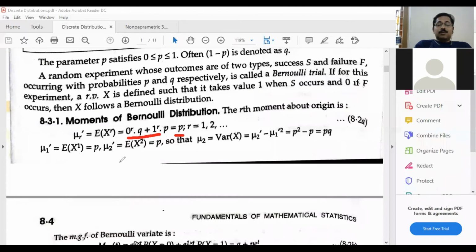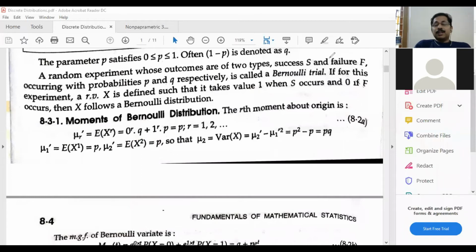Okay. So what is mu1 dash? It is P. Then mu2 dash, it is P. So what about variance mu2? Variance mu2 is mu2 dash minus mu1 dash all square. That is P minus P square, or P can be taken outside, P into 1 minus P, or it is PQ. Okay.